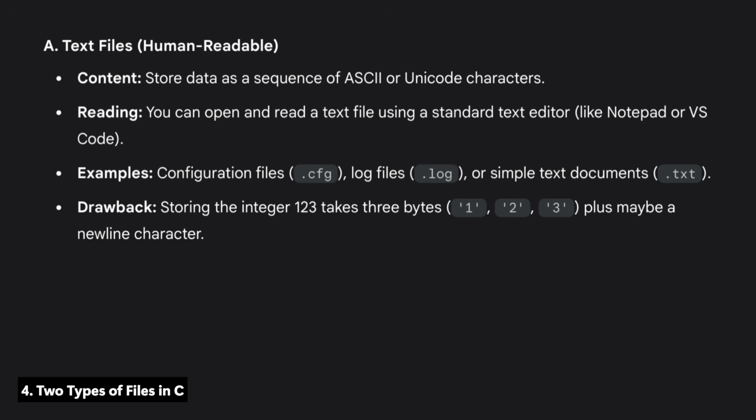Content: store data as a sequence of ASCII or Unicode characters. Reading: you can open and read a text file using a standard text editor, like Notepad or VS Code. Examples: configuration files, .cfg, log files, .log, or simple text documents, .txt. Drawback: storing the integer 123 takes 3 bytes, 1, 2, 3, plus maybe a new line character.